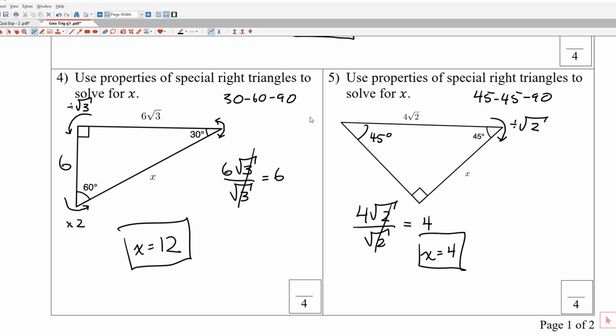I'd give you some hopefully easy ones in 4 and 5, and then I made the next 2 harder.